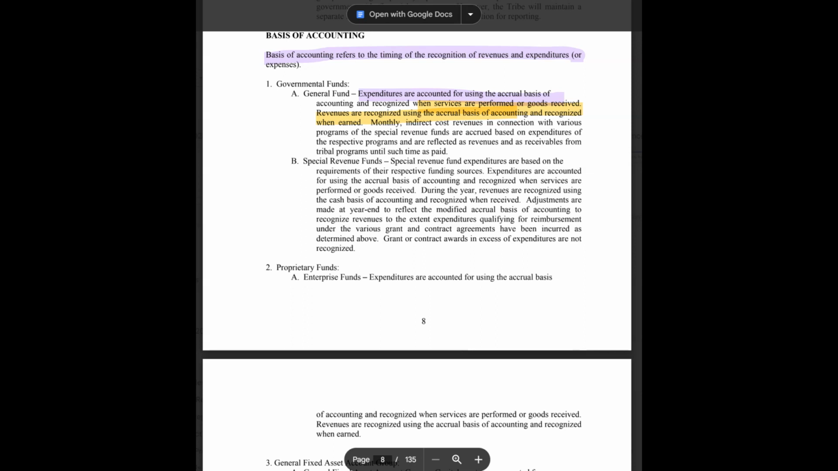For example, expenditures are accounted for using the accrual basis of accounting, and our expenses are recognized when services are performed or goods are received. In addition to the expenses, revenues are recognized using the accrual basis of accounting, and these are recognized when earned.